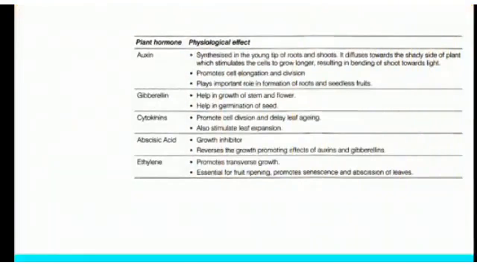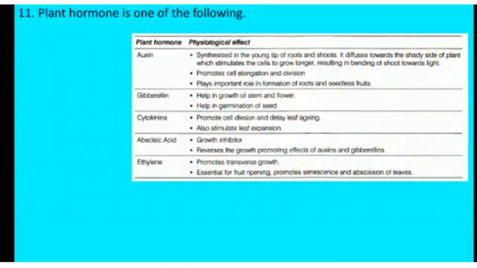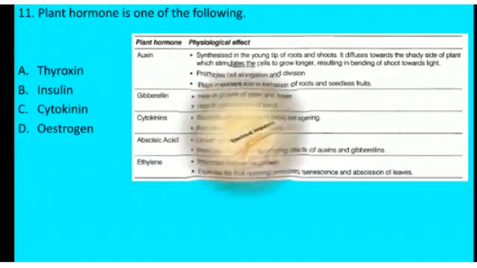So our next question. Which one of the following is a plant hormone? So we have to identify that. Is it thyroxine? Is it insulin? Is it cytokinin, or is it estrogen? Yes, you guessed it right. It is cytokinin. All these, auxins, gibberellins, cytokinin, abscisic acid and ethylene, are the plant hormones, which are commonly also called phytohormones.